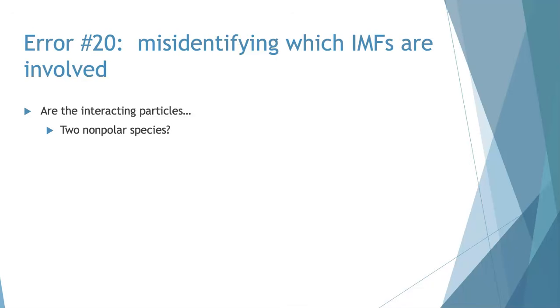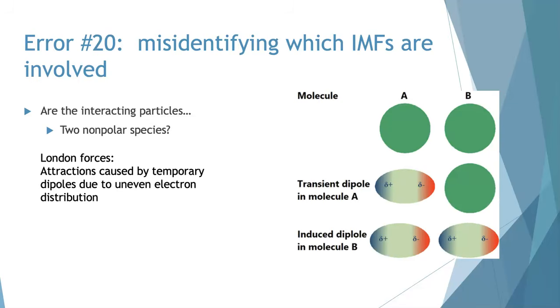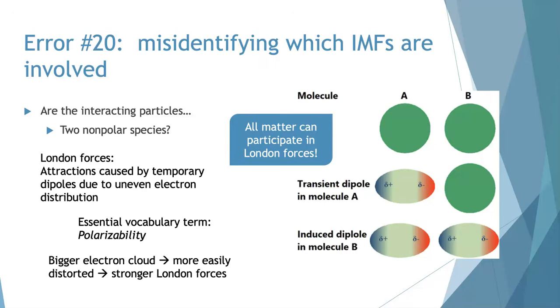Students struggle to identify what types of intermolecular forces are involved. And when you're doing this, you have to ask yourself, what do we know about the interacting particles? Are they both nonpolar? In that case, we're talking about London forces, attractions caused by temporary or induced dipoles due to uneven electron distribution. All matter can participate in London forces, so it doesn't have to only be 2 nonpolar species, but they're most important when it's a nonpolar species. The essential vocabulary term you want to keep in mind when you're talking about London forces is polarizability. A bigger electron cloud means that electron cloud is more easily distorted, and it's easier to polarize it, and therefore the London forces will be stronger.